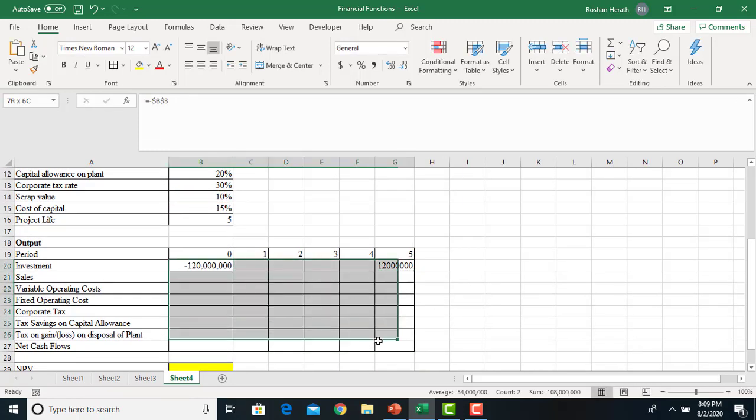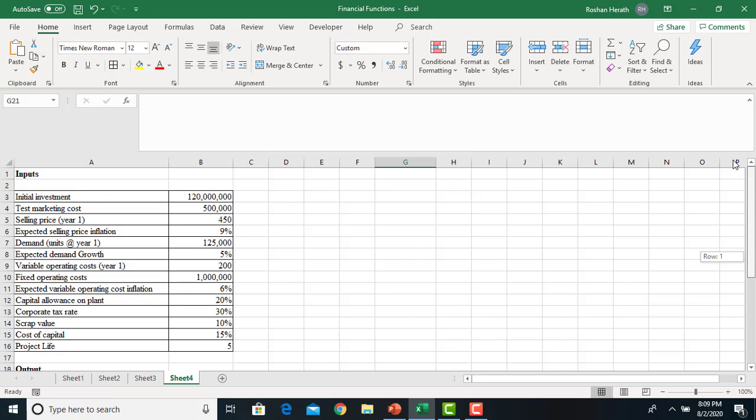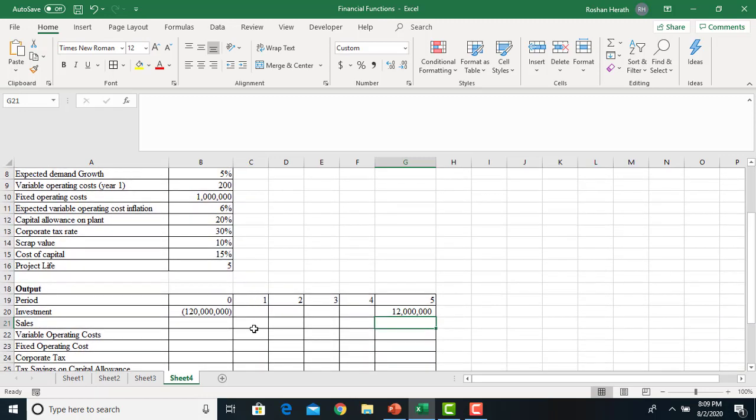So we may improve the readability. Here we have 120 million, then the scrap value is 12 million. Okay, now we may get into the sales. The selling price is given, year 1 demand is given. You can simply take it as a multiplication.